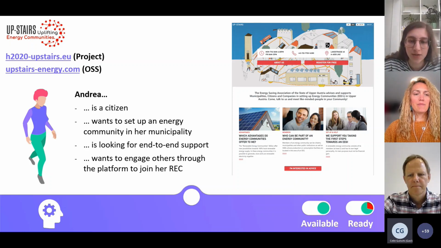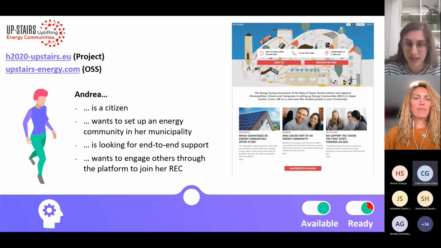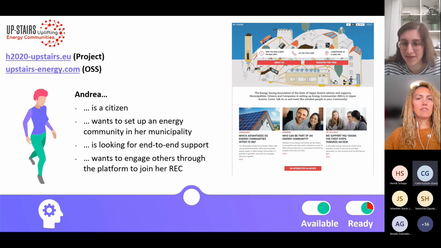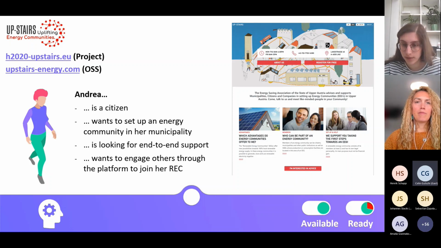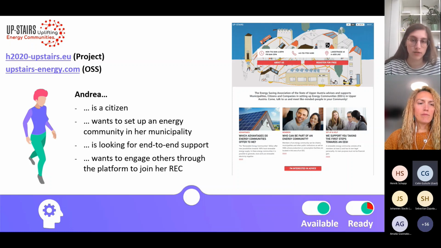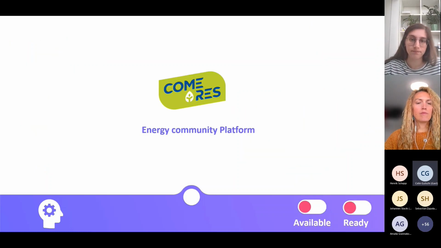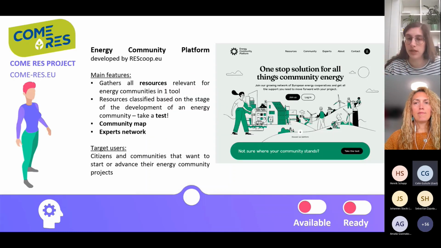Thanks a lot, Lucia, and thanks a lot to the organizers for the invitation for today's session. I have checked all these very interesting tools already. Let me introduce myself for starters. My name is Stavrila Papa, as you mentioned. I'm a project manager and I work at RESCoops EU, which is the European Federation of Citizen Energy Cooperatives. We have members, energy communities and energy cooperatives around Europe.